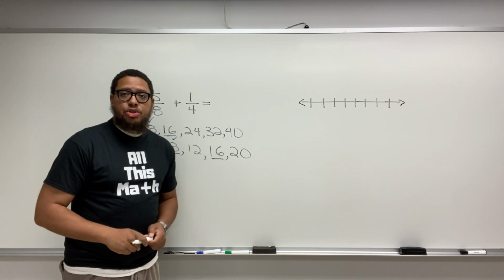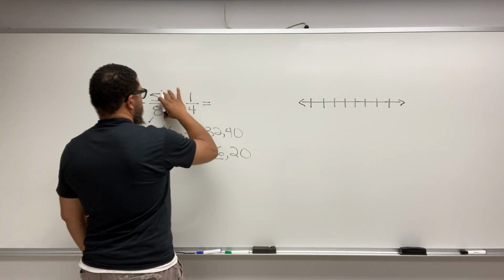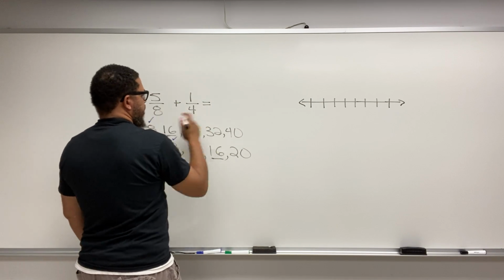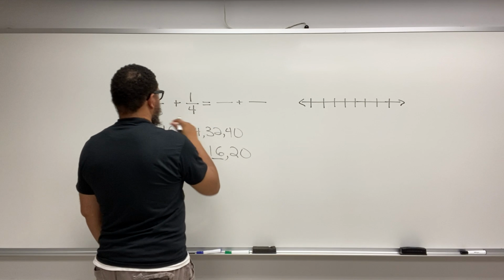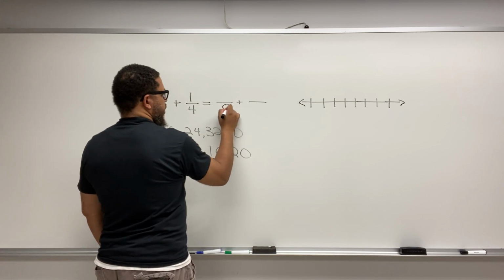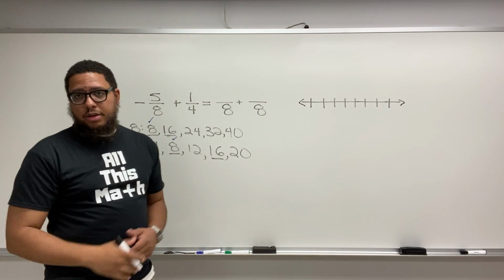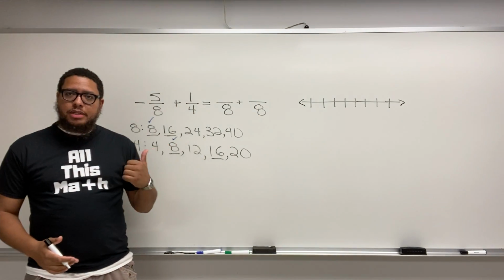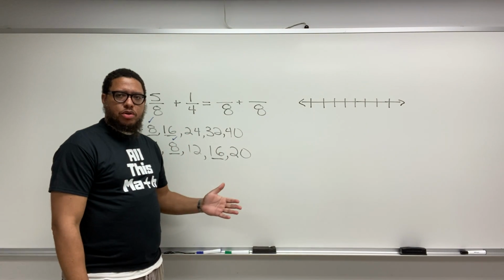Now I'm going to show you how to use the LCD, because we're going to create 2 new fractions. So we have eighths, and then we're going to have some more eighths. Our LCD is 8, so on both of these fractions, we're going to have a denominator of 8. Now the question is, what are our numerators going to be?